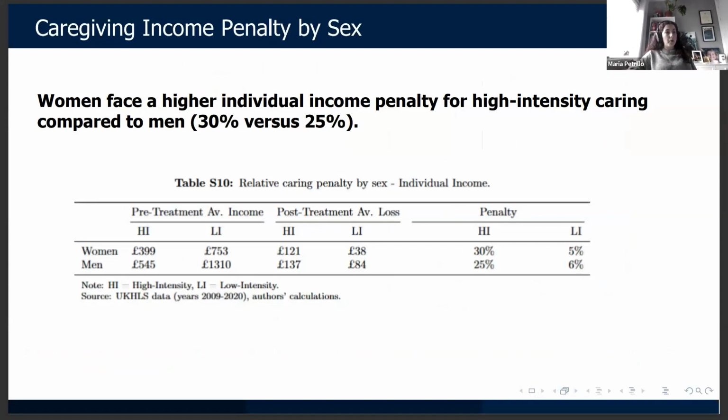Here you can see that both women and men experience income loss after becoming unpaid carers. However, the relative individual caring penalties reveal significant disparities between men and women, and especially across intensity level. Women face a higher individual income penalty for high intensity caring compared to men. It's 30% versus 25%. In low intensity caring roles, men experience a slightly higher penalty compared to women.